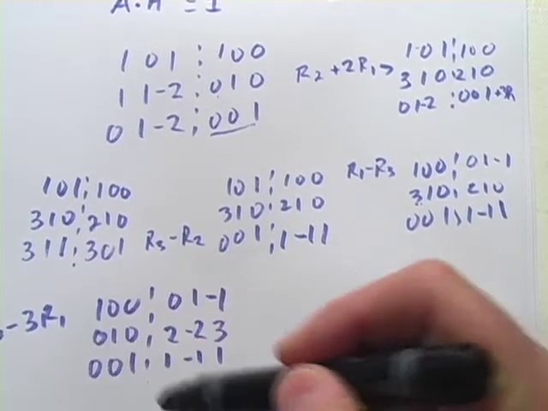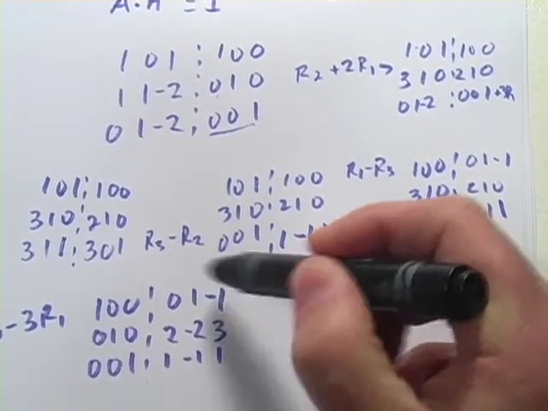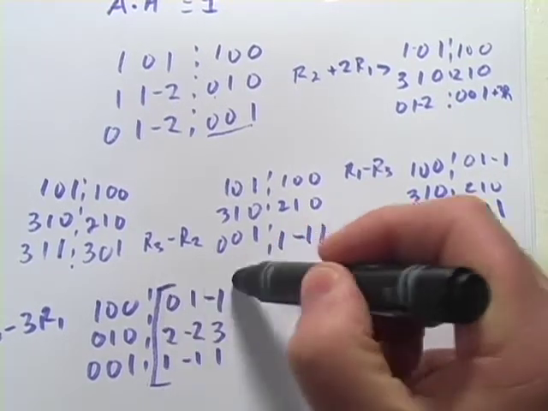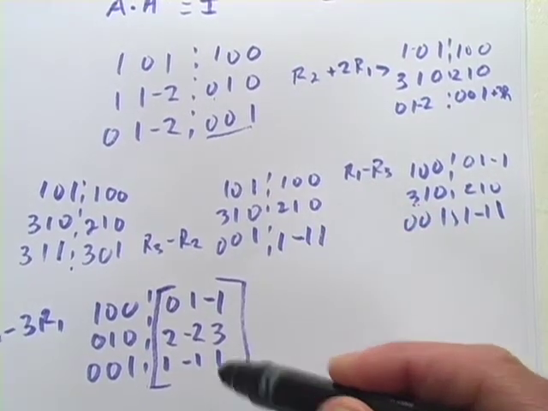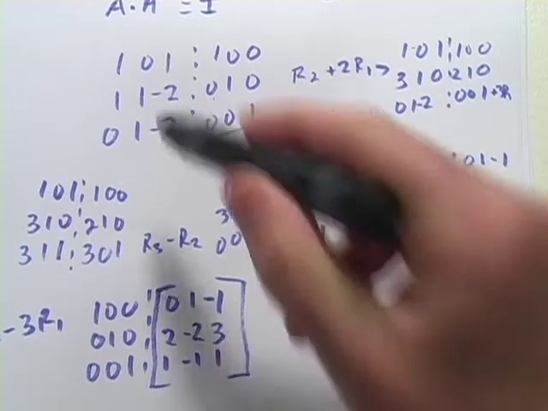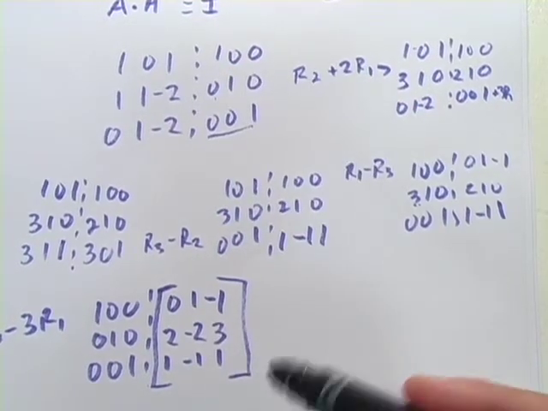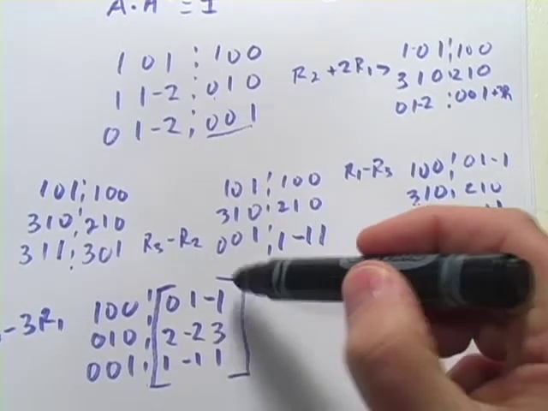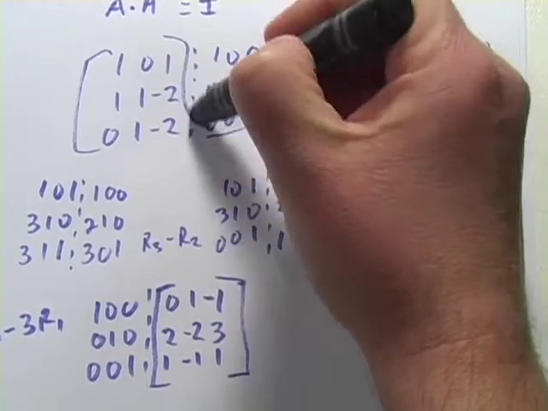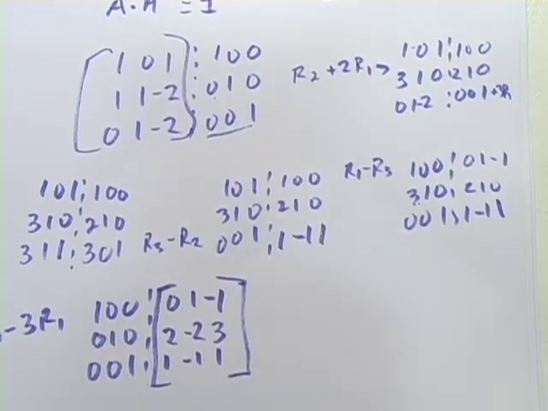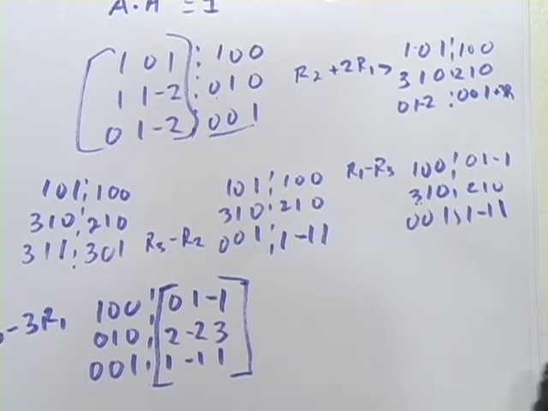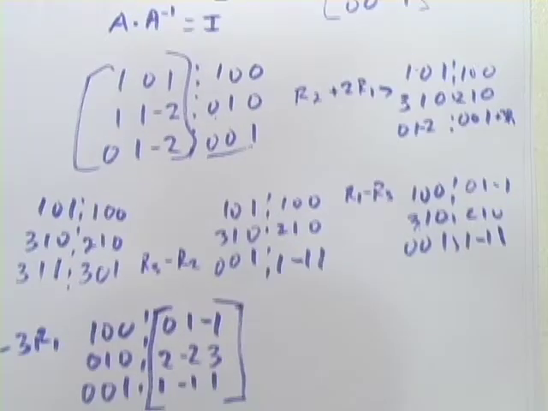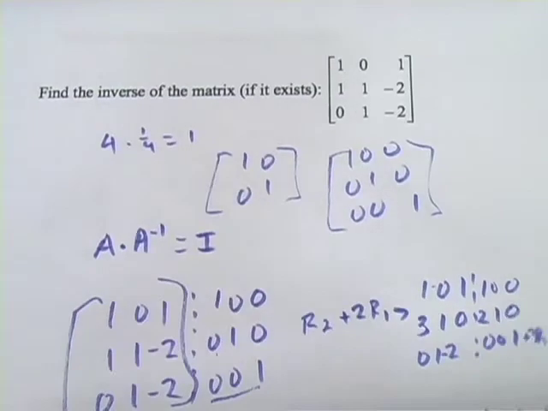I've converted this side to the identity matrix, so this right here is the inverse of the matrix that we started with. This is the inverse of this. And if you're skeptical and you want to test, all you have to do is multiply this times this, and you should get the identity matrix. Let me show you a slightly easier way to do this with 2 by 2 matrices.